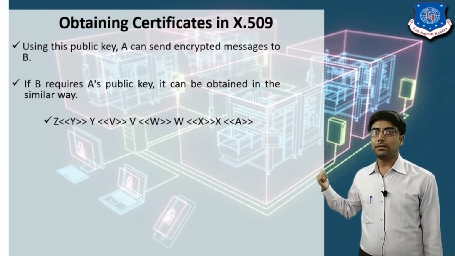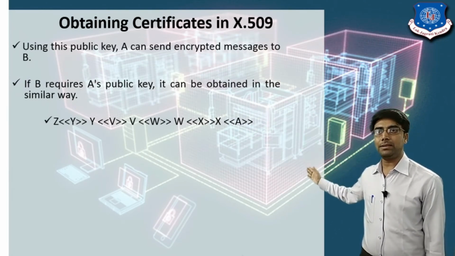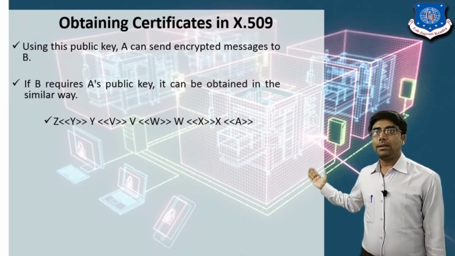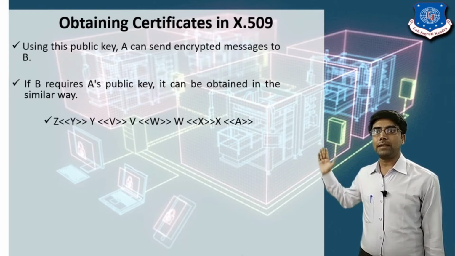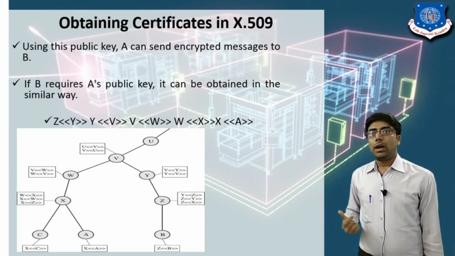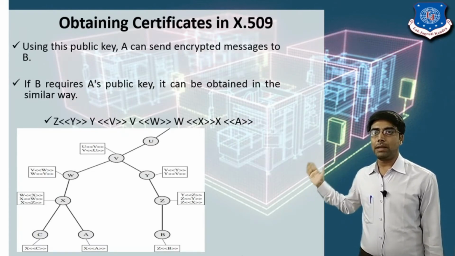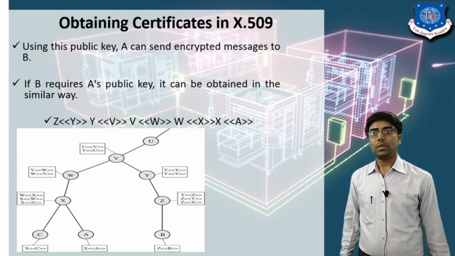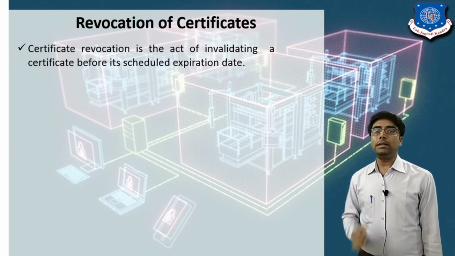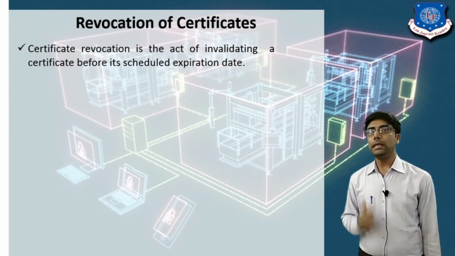So the path is, you can see, Z of Y. Z of Y means the Y certificate is signed by the certificate authority Z. Y of V means the V certificate is signed by the certificate authority Y. And up to the end, X of A means the A certificate is signed by the certificate authority X. Now this is all about obtaining the certificate and reading and verifying the certificate of each other.